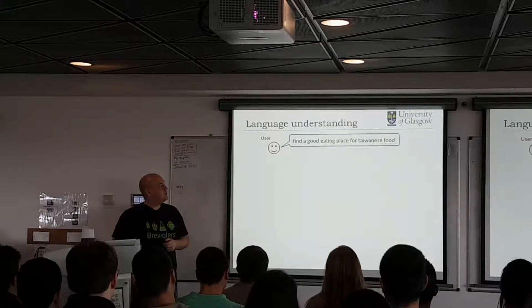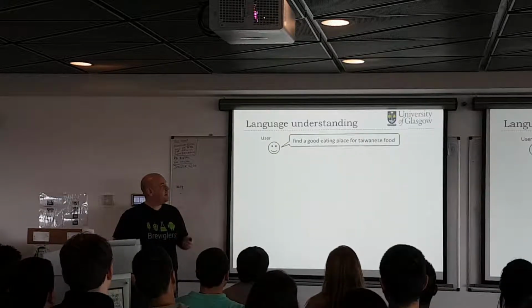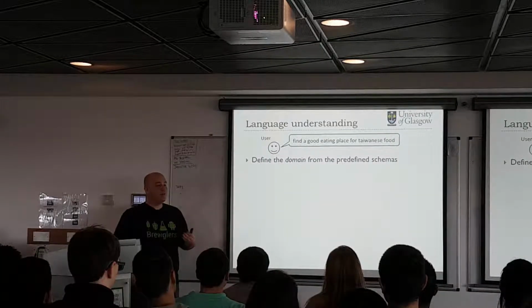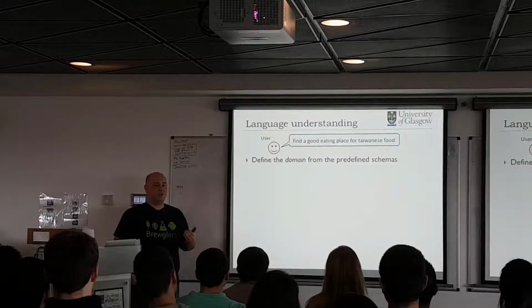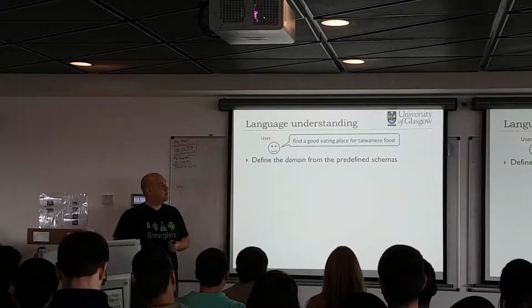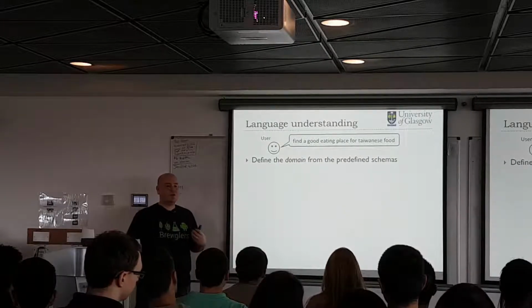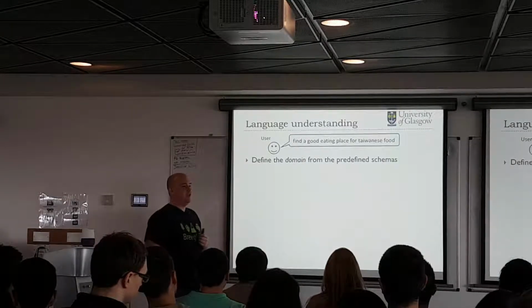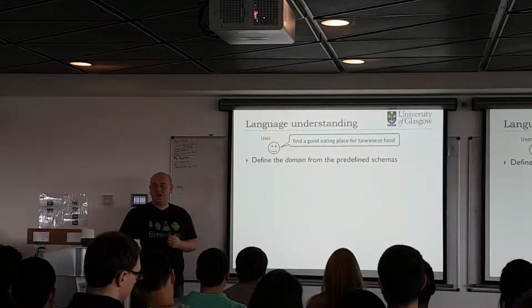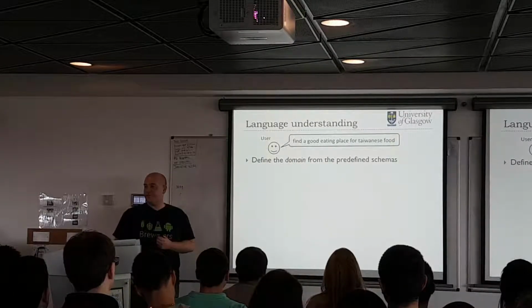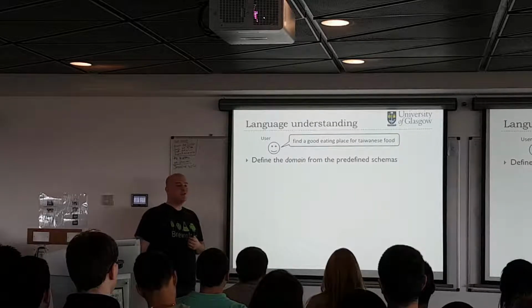So let's start with our little utterance that we have. The first step is language understanding. We're going to assume that we've already done speech recognition and already turned it into text that we've processed. The first step is define the domain for this. So what would a possible domain for this utterance be? Anybody have any ideas? I heard whispers. You have to speak up.